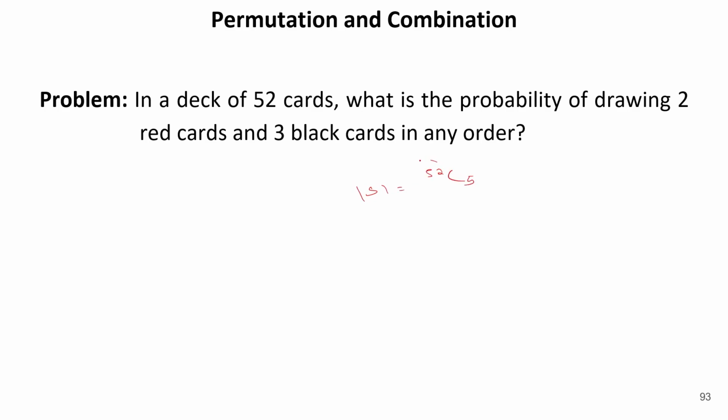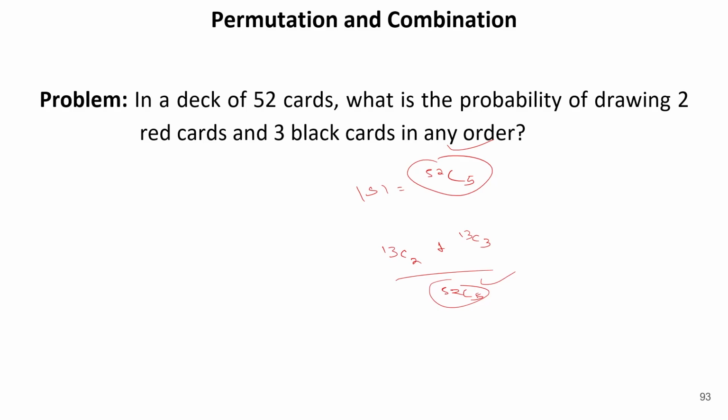52C5, right? That you can easily see right here. But what is the number of ways of drawing 2 red cards? There are basically 26 red cards, so 26C2. Then for 3 black cards, it will be 26C3. Then multiplying these two, what we are left with is this much divided by 52C5. This is what will give the probability.